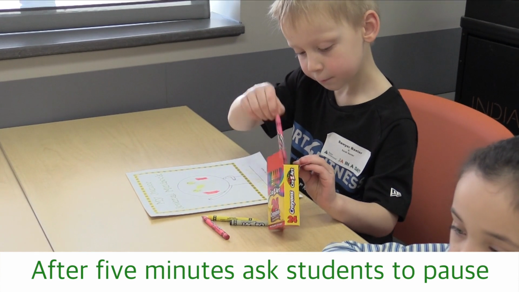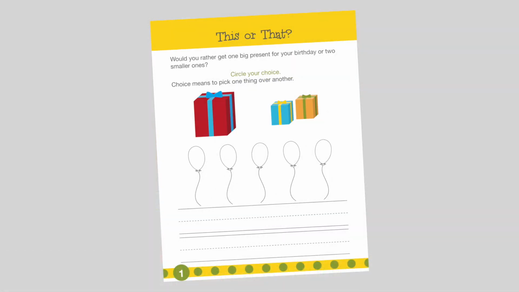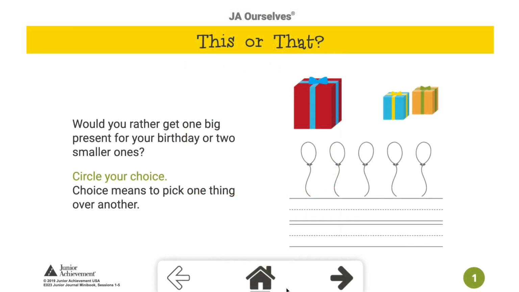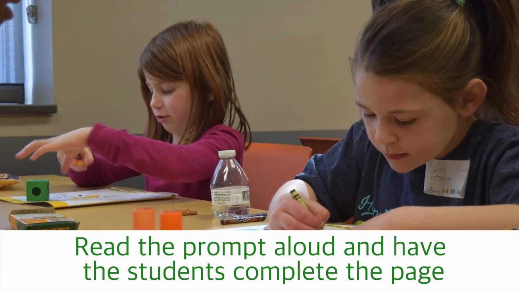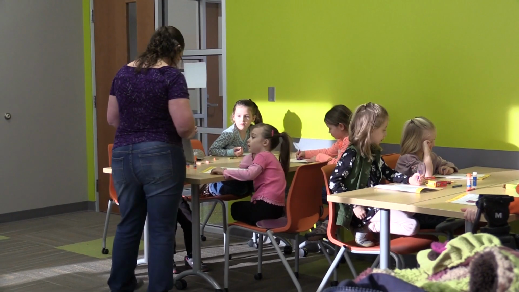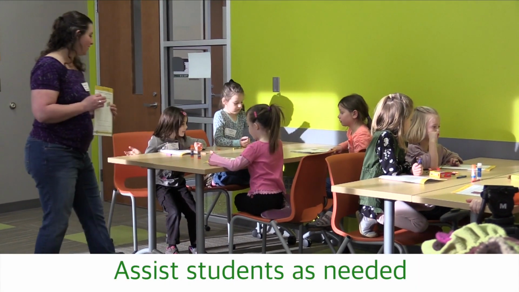After 5 minutes or so, ask students to pause and turn to page 1, this or that. Hold up the page for students to see or use the digital asset to introduce the activity. Read the prompt aloud and have the students complete the page. You and the teacher can circulate around the room to assist students as needed.